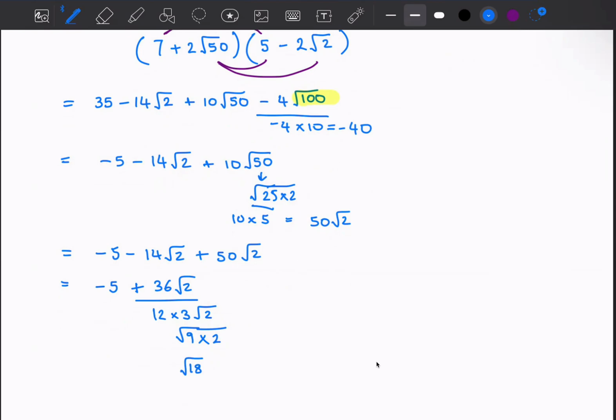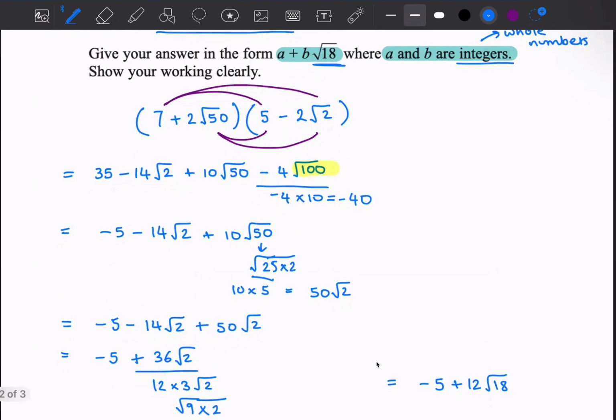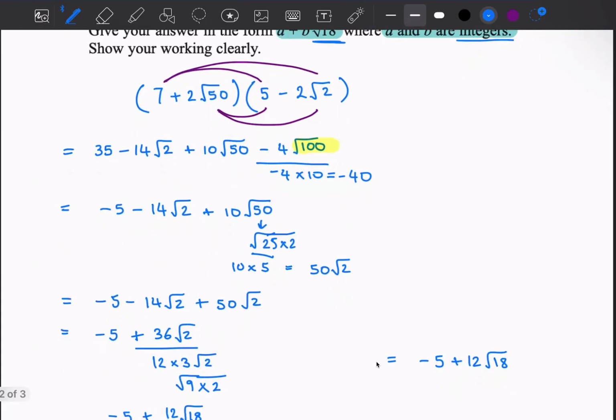We'll have our 12 there as well, so 12 root 18, and then our minus 5. So all together, your final answer would therefore be minus 5 plus 12 root 18. And that is then given in the format where you've got a and b as your integers, so minus 5 is a, and b is 12, and then root 18 is the format that they wanted it in.